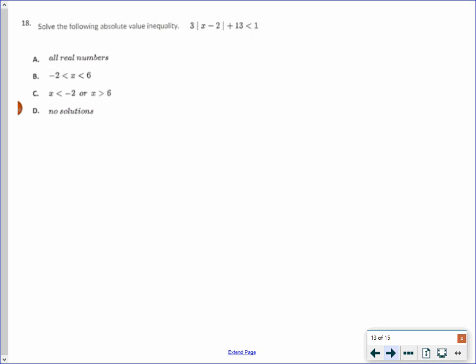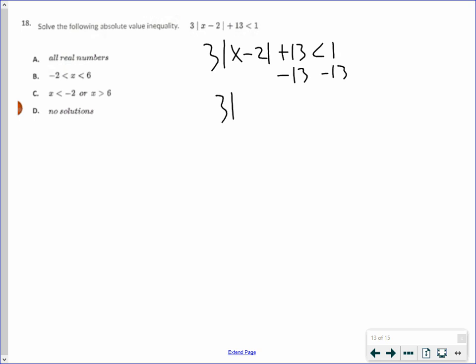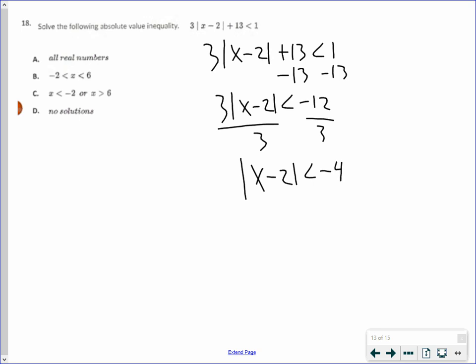All right, for 18, we're told to solve the following absolute value inequality. In this case, the absolute value sign is not isolated, so we're going to isolate it, and then we'll set up our two scenarios. So let's actually rewrite the equation to make sure you can see it. I know it's a little blurry. So we have 3 times absolute value of x minus 2 plus 13 is less than 1, minus 13 on both sides. 3 times absolute value of x minus 2 is less than -12. Divide by 3, divide by 3. Absolute value of x minus 2 is less than -4.